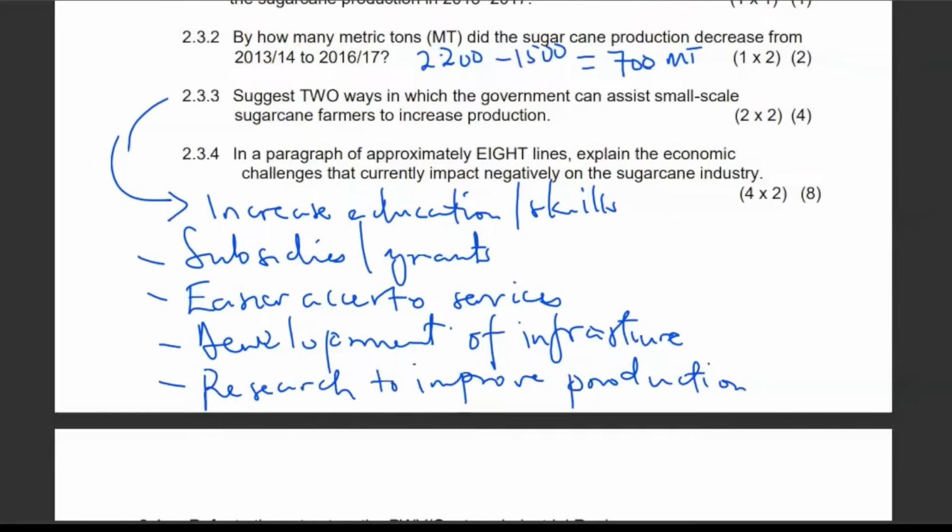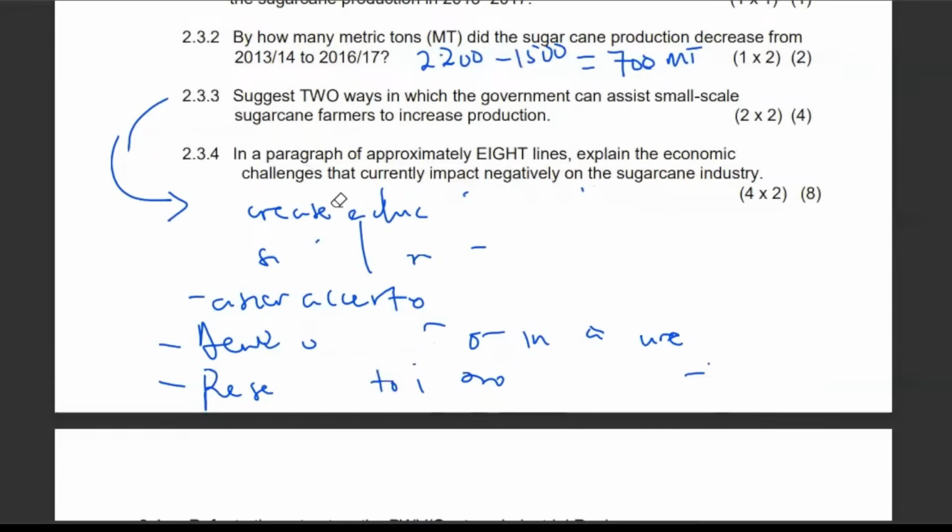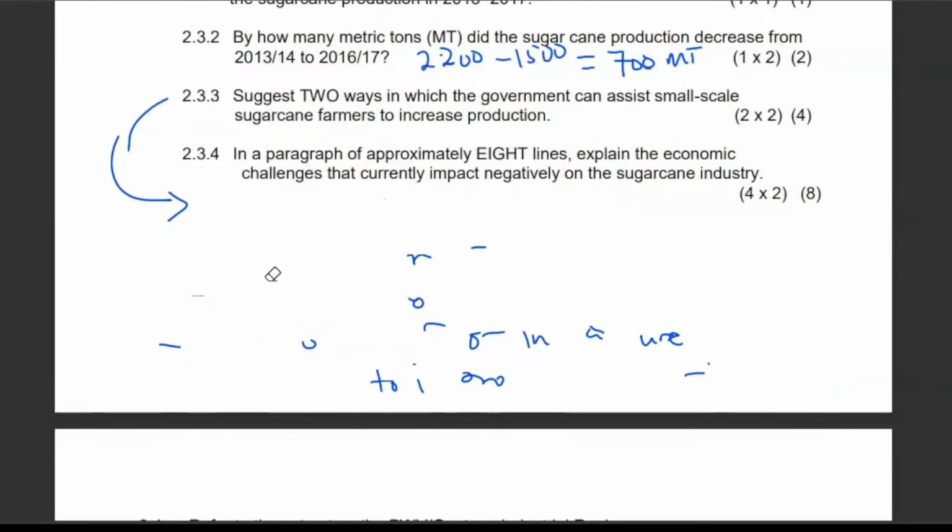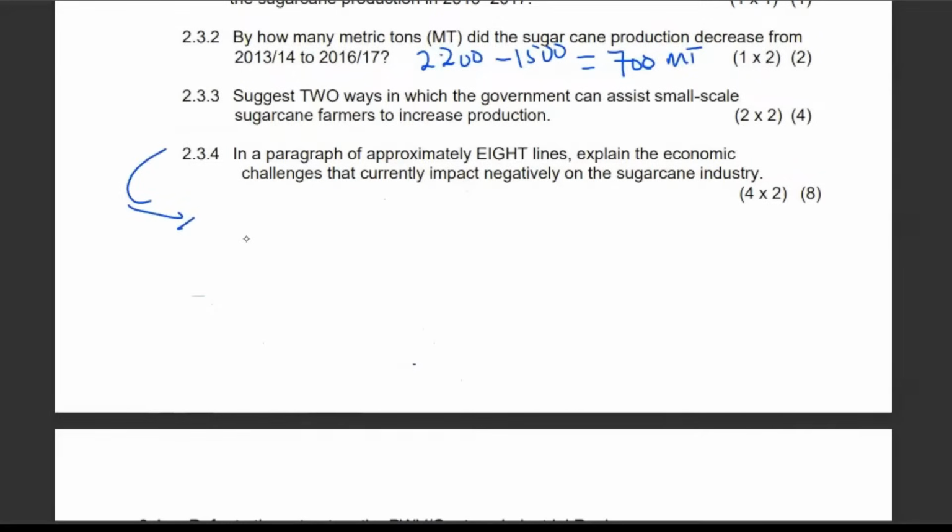Right, number 2.3.4, we need to also check on it and analyze what's happening with the question. In a paragraph of approximately 8 lines, explain the economic challenges that currently impact negatively on the sugarcane industry. We want economic challenges. Our question is specifically looking for economic challenges that are impacting on sugarcane farming. That is number 2.3.4.